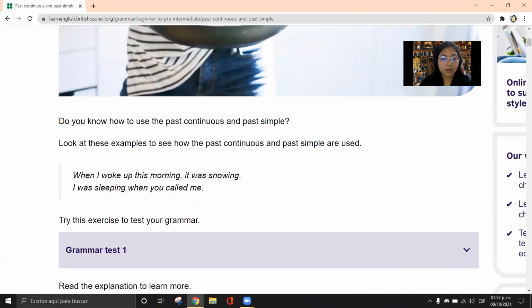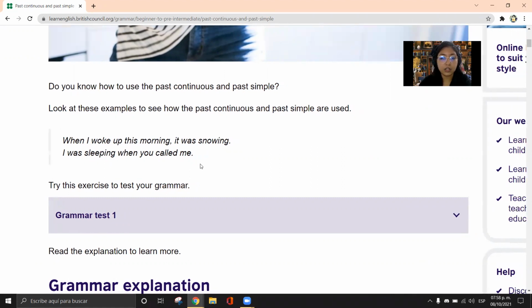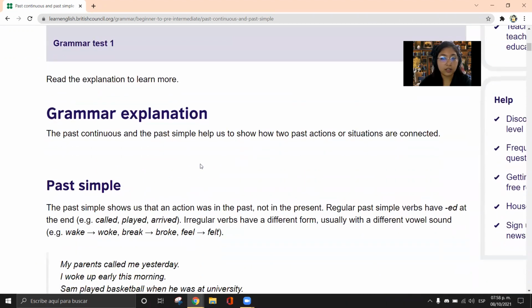When I woke up this morning, it was snowing. I was sleeping when you called me. So in both of these sentences, the use of the past simple and the past continuous are combined. Okay, so let's read the grammar explanation together.